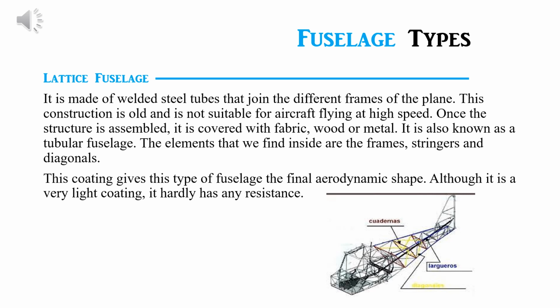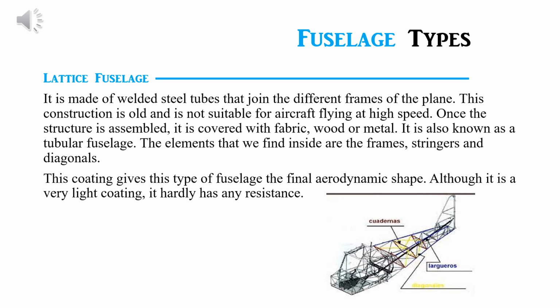Fuselage types. Lattice fuselage. It is made of welded steel tubes that join the different frames of the plane. This construction is old and is not suitable for aircraft flying at high speed. Once the structure is assembled, it is covered with fabric, wood or metal. It is also known as a tubular fuselage.